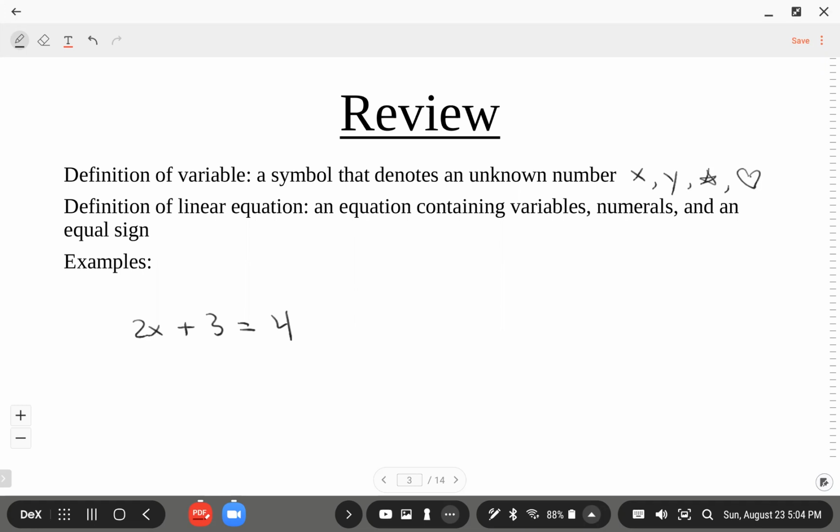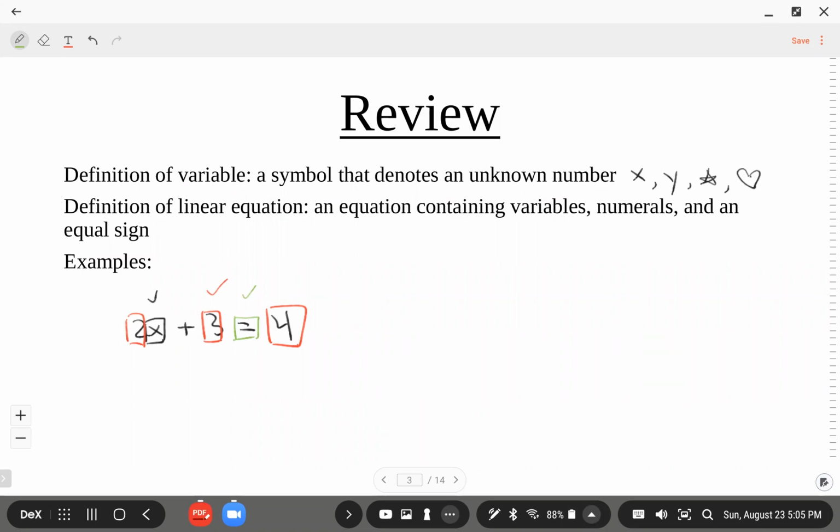Does it contain variables? Yes, it does contain x. Does it contain numerals? Yes. This is 2, 3, and a 4. So, check on that. And then, does it contain an equal sign? Here's our equal sign. Check. There we go. That is a linear equation.